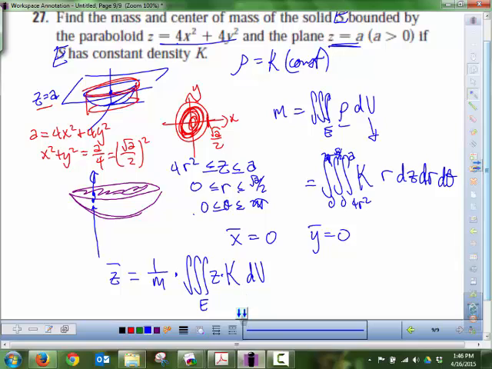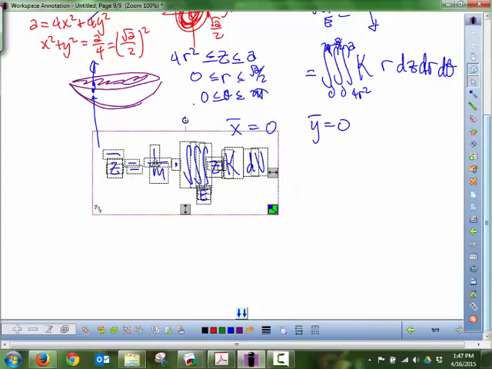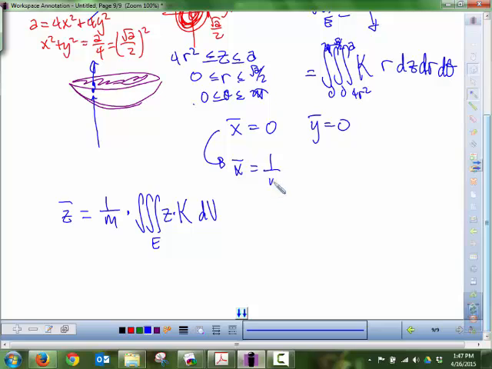By the way, let me just set up one of the x bars or y bars. Let's set up the x bar. So the x bar looks like this.